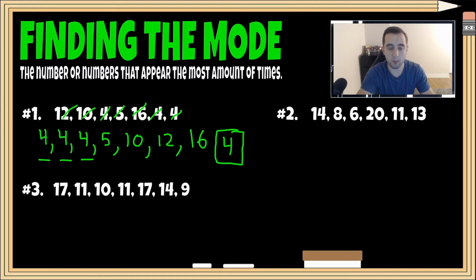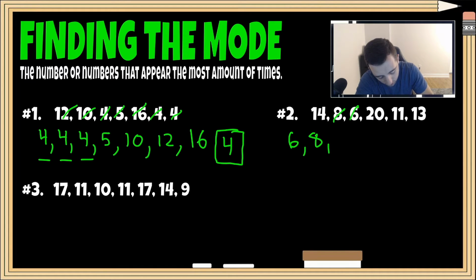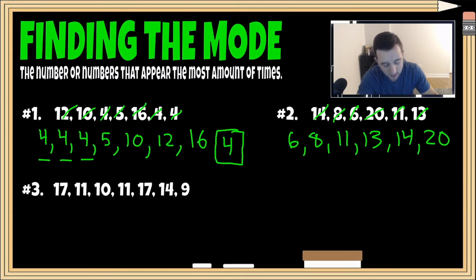Now, if we take a look at number 2, again, we're going to order our numbers from least to greatest here. So we have 6, 8, we have 11, 13, 14, and 20. And this time around, when you look at your list of numbers, you're going to notice that every single number appears 1 time. There's no number that shows up more than once. So if you come across this scenario, your answer is no mode.